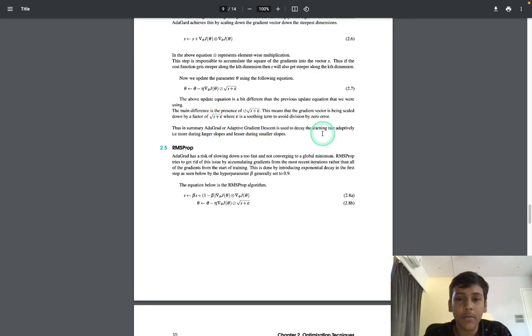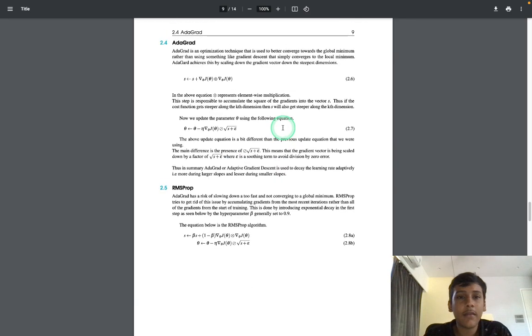Now, that's exactly what we have summarized over here. It is used to decay the learning rate adaptively. That is more during the larger slopes and less during the smaller slopes. And yeah, you can go ahead and read this if you want.